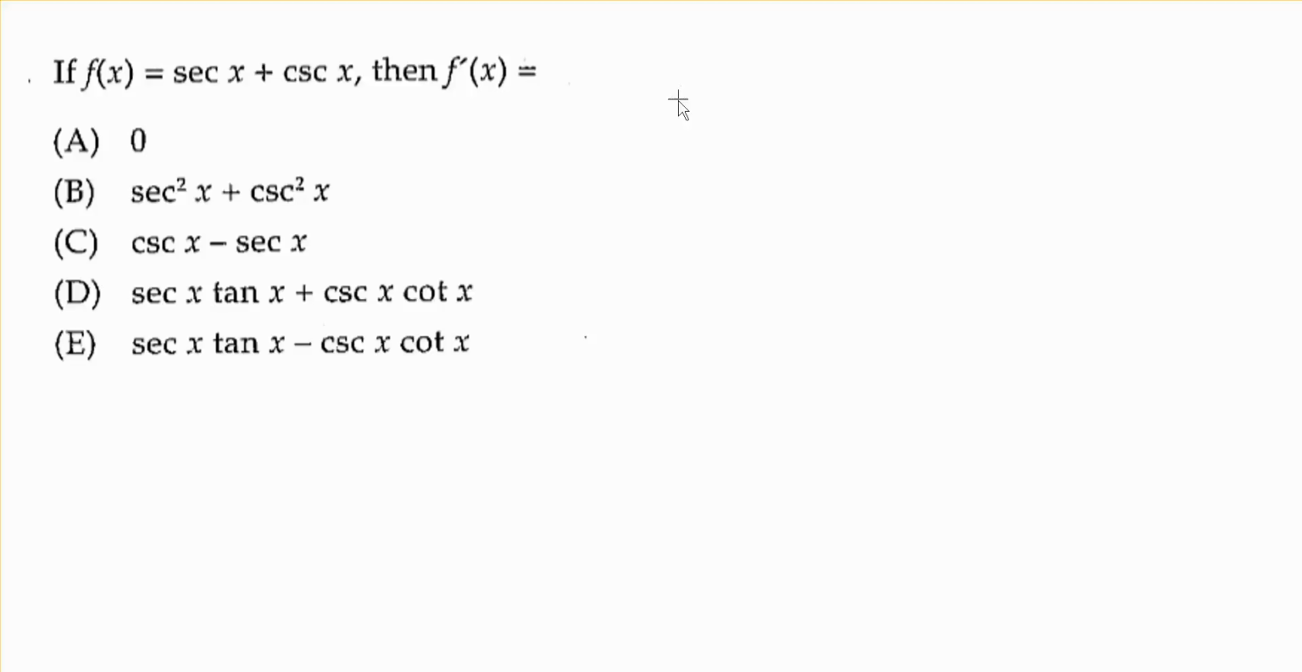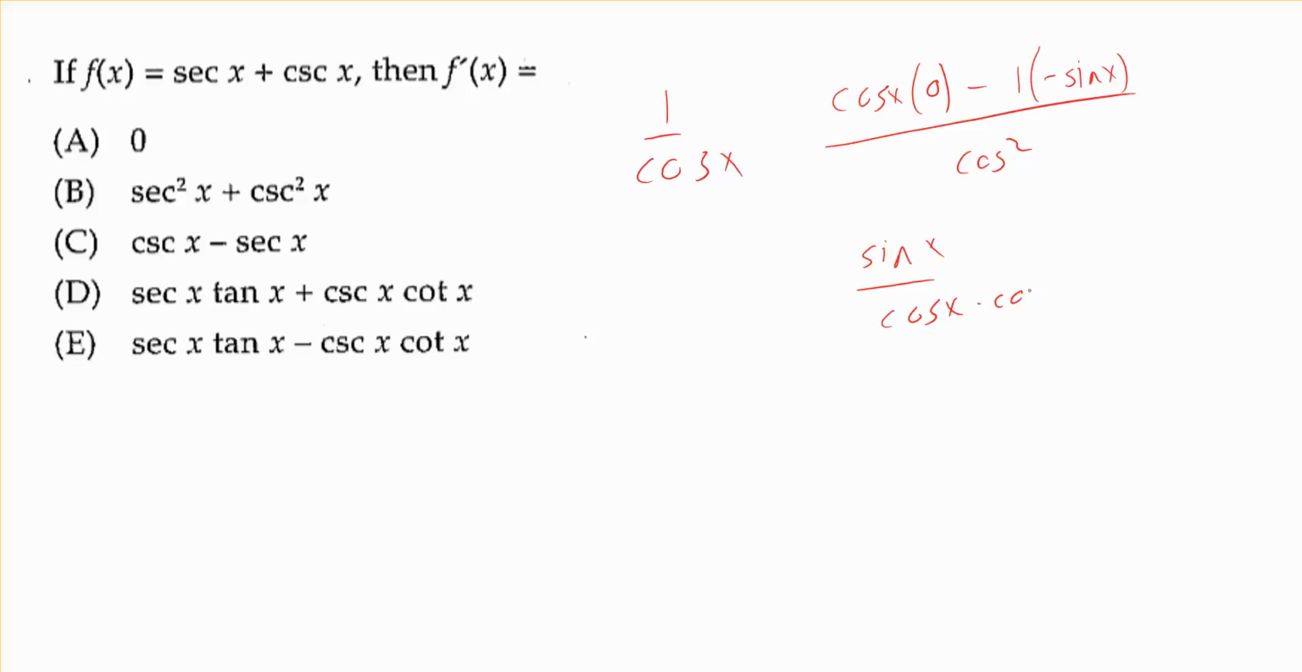If I have secant, it's 1 over cosine. And then we derived that in class. We kind of proved the derivative would be bottom d top minus top d bottom over bottom squared. So we ended up with sine x over cosine x times cosine x, and that's kind of how we wrote it, which is secant, which is tangent. So usually we write that as secant times tangent.